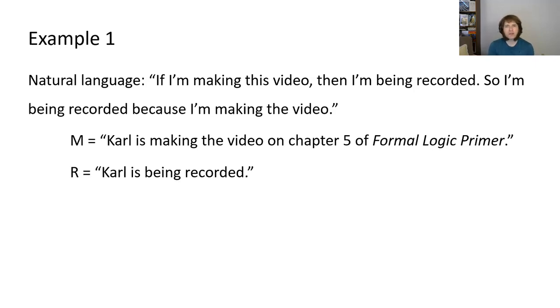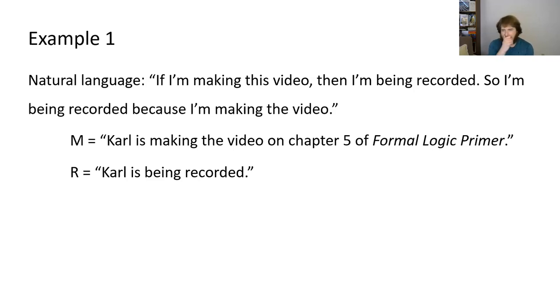Carl is being recorded. So if we take a look at the natural language version again, and then we look at what we have here, what we really have is: if Carl is making the video on Chapter 5 of Formal Logic Primer, then Carl is being recorded. So Carl is being recorded because Carl is making the video on Chapter 5 of Formal Logic Primer. Right. Now, what does that amount to in terms of the argument?